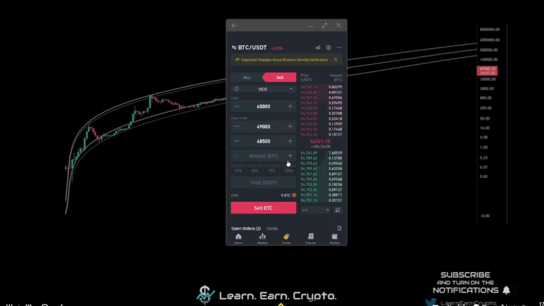This sell order means if the Bitcoin price reaches 60,000 US dollars, then you will sell your position at that price. But if the price drops to 49,000, it will trigger and place your sell order at 48,500. This order type is best for day traders or scalpers, as they want to take profit at a specific price or cut loss with a trigger price. Again, for long-term investors or position traders, the limit order for buy and sell is the best for you.